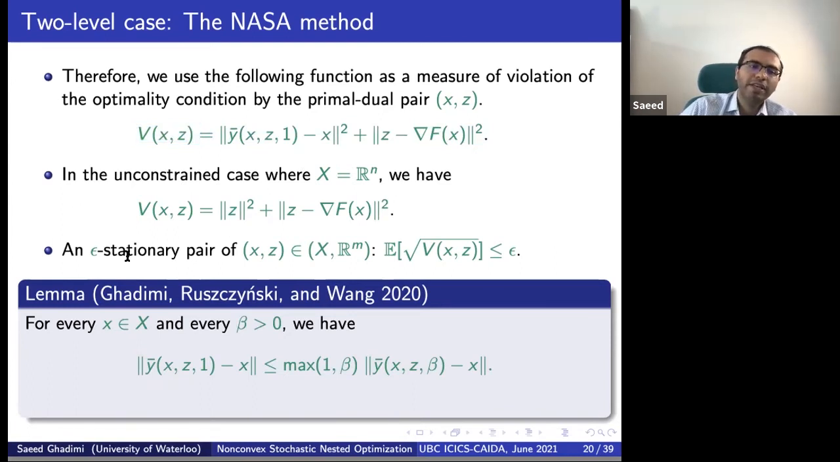Here, since we cannot recover the exact local min, an epsilon stationary point would be a point, and here we don't just have x, it's x and z. So an epsilon stationary pair of x and z would be a point such that the expectation of the square root of v of x and z is bounded by epsilon.